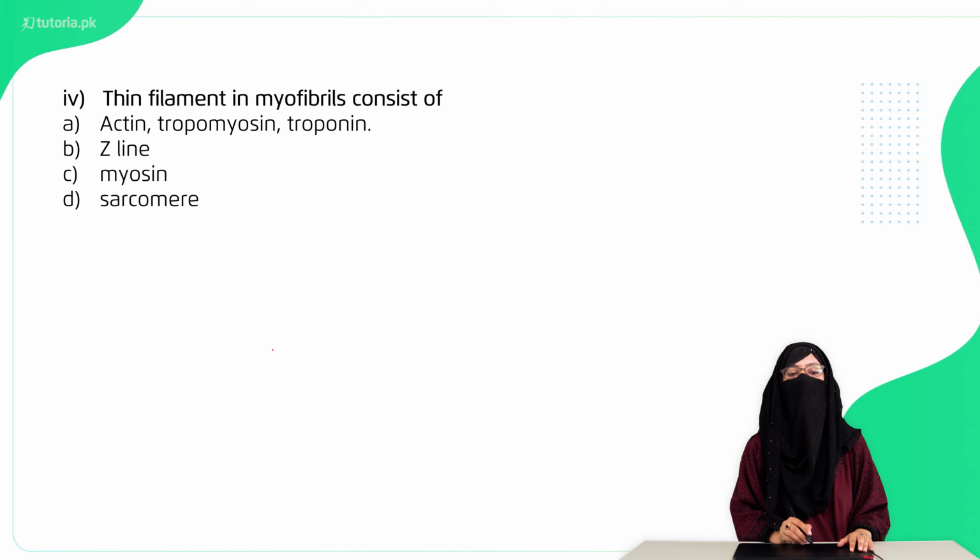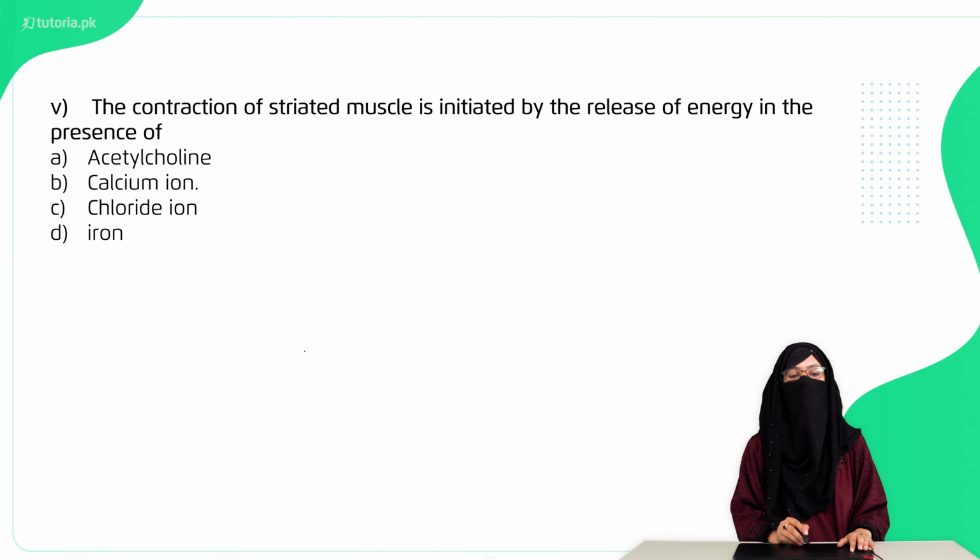Fourth है, thin filament in the myofibrils consist of option A actin, tropomyosin, troponin, option B Z line, option C myosin, option D sarcomere. The right option is option A actin, tropomyosin and troponin.